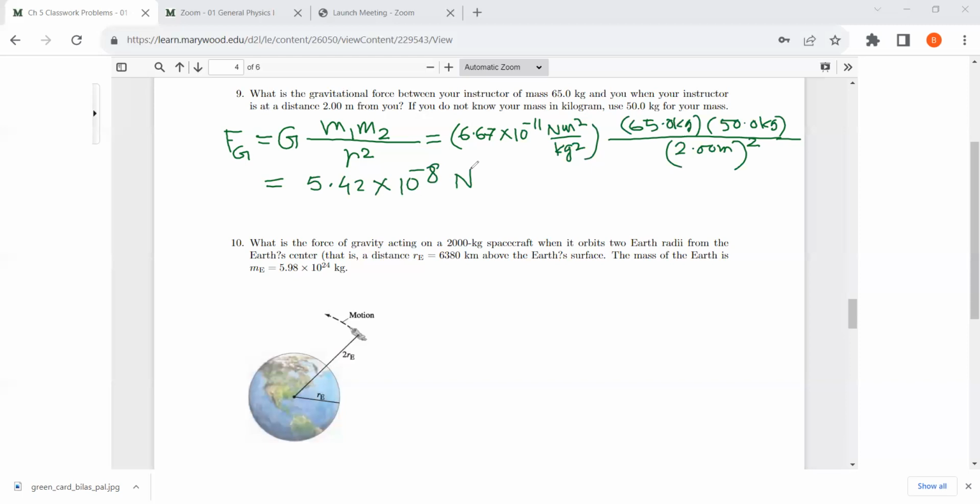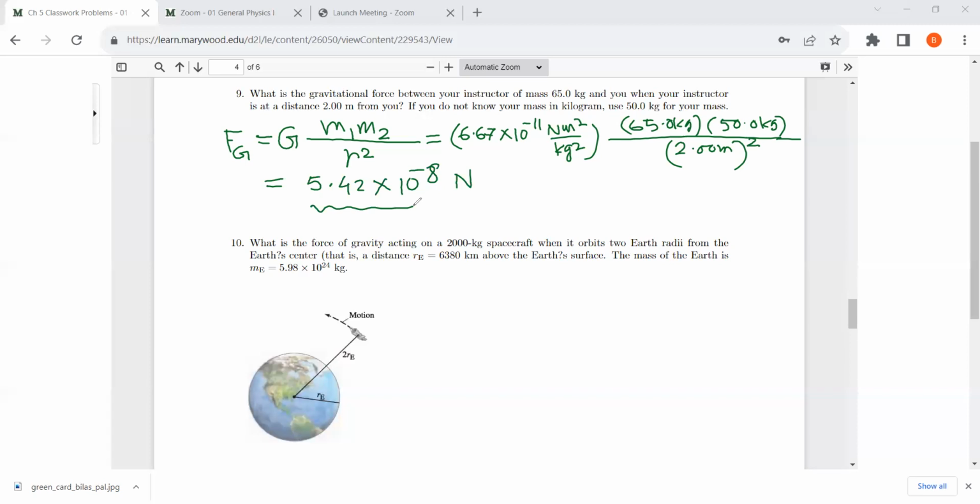Although there is some attractive force between your instructor and you when you are in person class, we don't feel it, because the magnitude of the force is very small. But in reality, there is some force that attracts between two objects in this universe. In many cases we don't feel it because of the small magnitude.